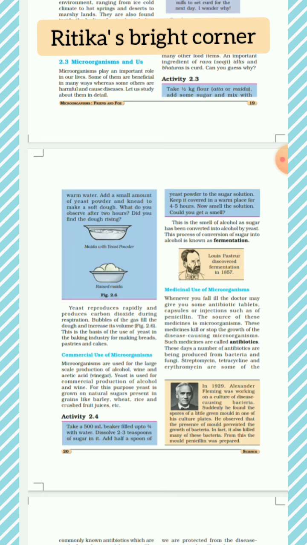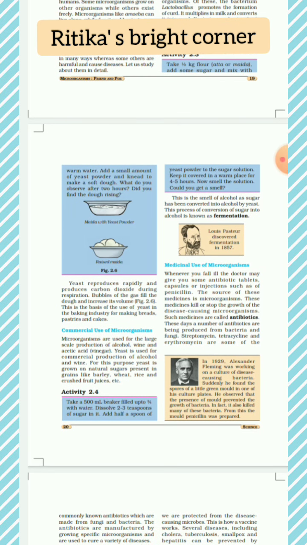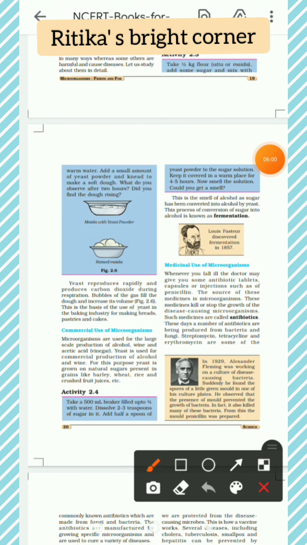Microbes are also used in making acetic acid. The next main topic is fermentation. The process of conversion of sugar into alcohol is known as fermentation. The main point is that the fermentation process was discovered by Louis Pasteur in 1857. As you can see, here is the diagram of Louis Pasteur.